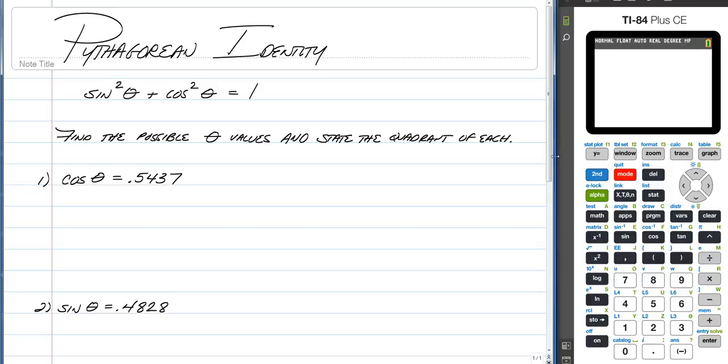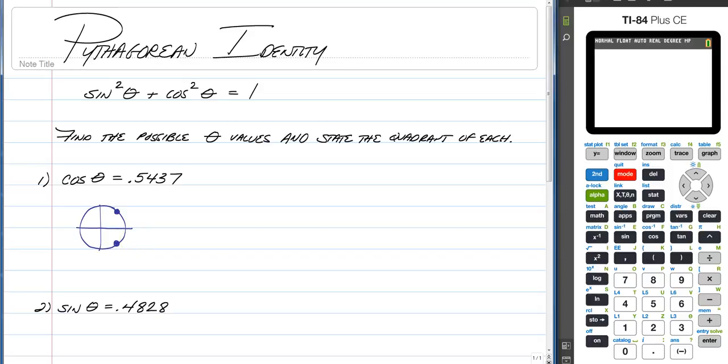So the first thing you want to do is think about what quadrants our answers are going to be in. So we are given that the cosine of theta is equal to 0.5437. And you should recognize the fact that cosine is positive. So cosine is positive when x is positive. So we're going to be in one of those two quadrants.